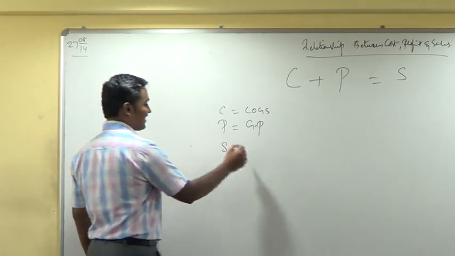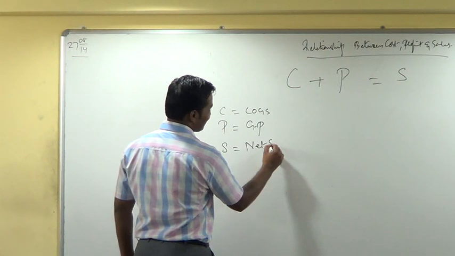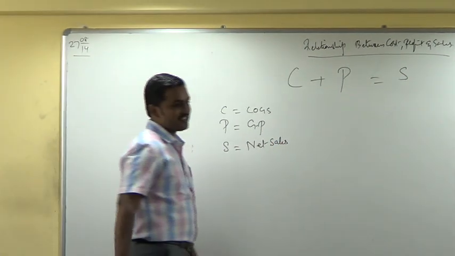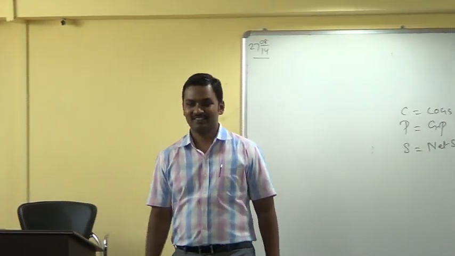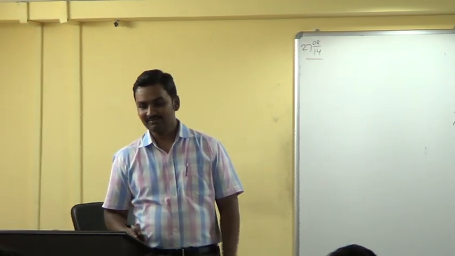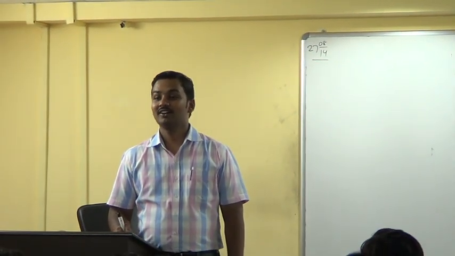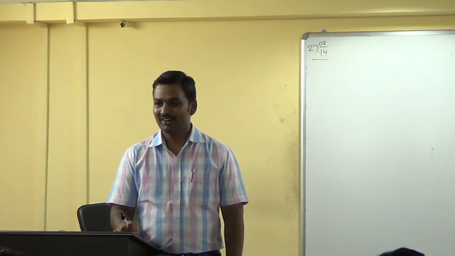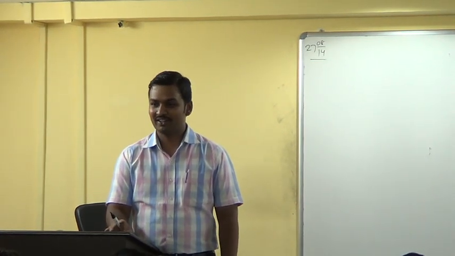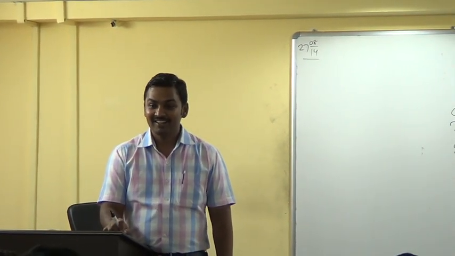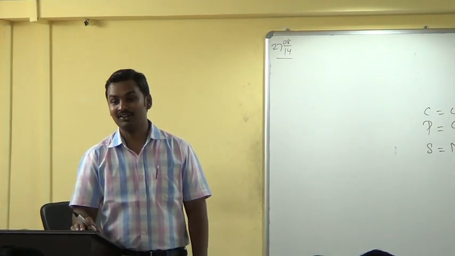Now you have got the correct meaning. Net sales. It's not gross sales. C means what? Cost of goods sold. What is P? Gross profit. What is S? Net sales. What is cost of goods sold? C.